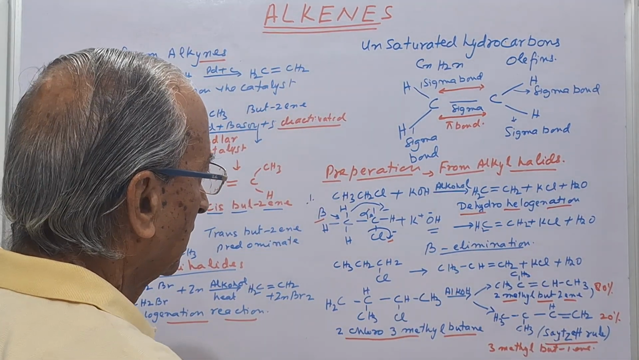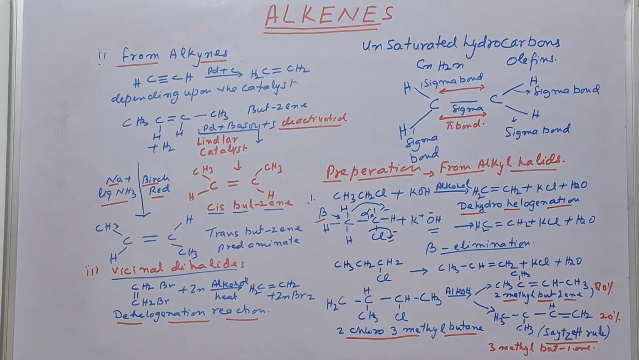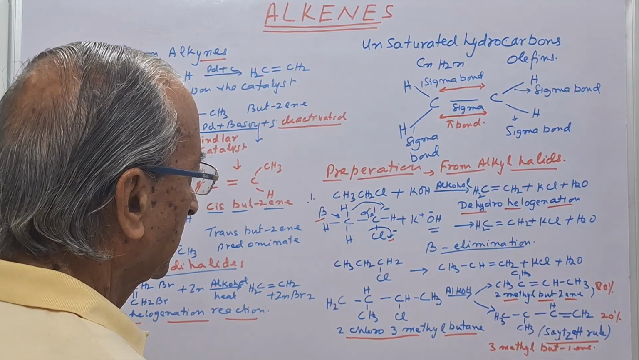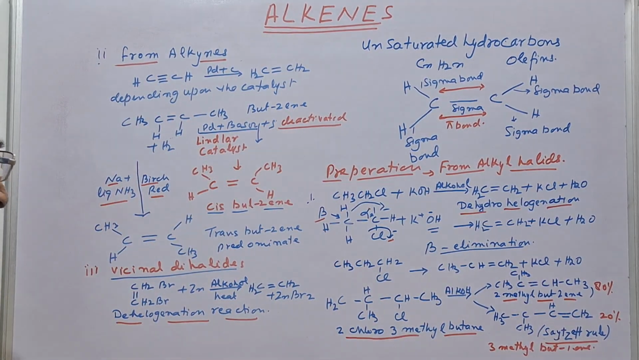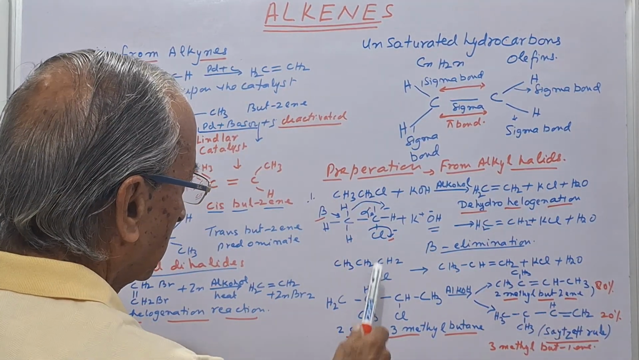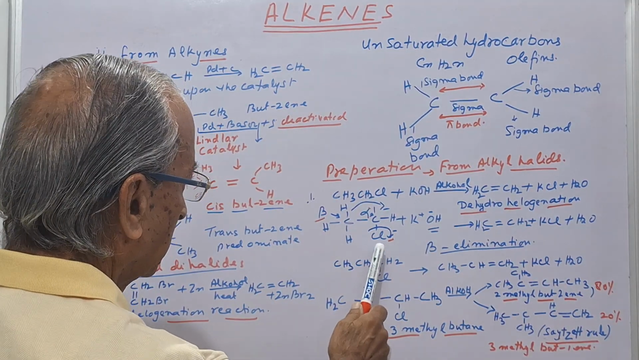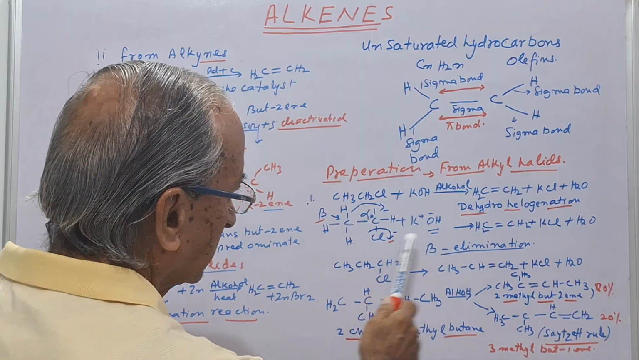Now, what is the mechanism? How does this reaction take place? First, KOH dissociates into potassium and OH ions, and from ethyl chloride, this halogen takes the electron and forms the negative charge, so KCl is formed.